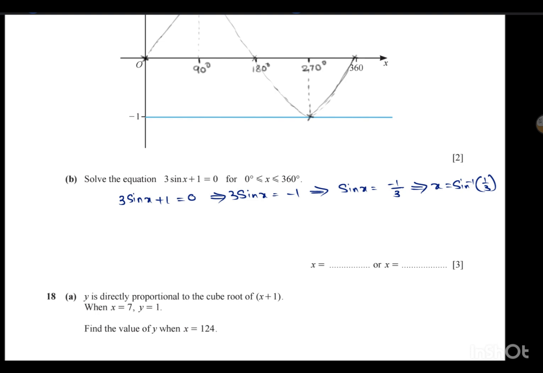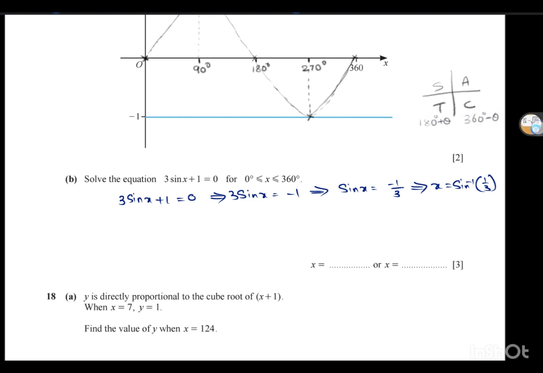Then we will see when the sine value is negative using the mnemonic. The mnemonic used here is All Students Take Calculus. So here you see sine is positive in the first and second quadrant, so in the third and fourth quadrant it is negative. The third quadrant is 180 plus theta, the fourth quadrant is 360 minus theta.